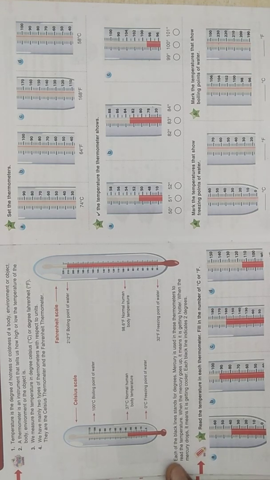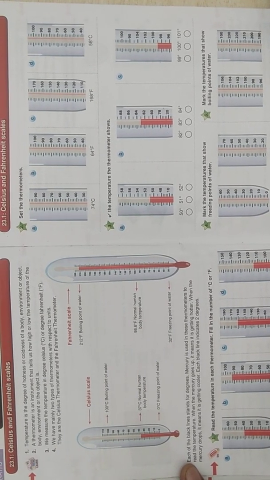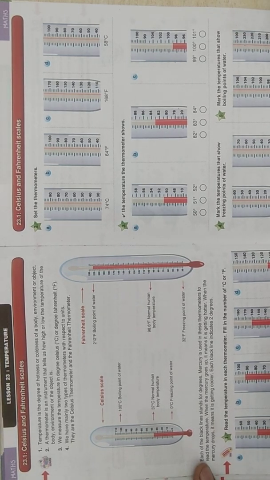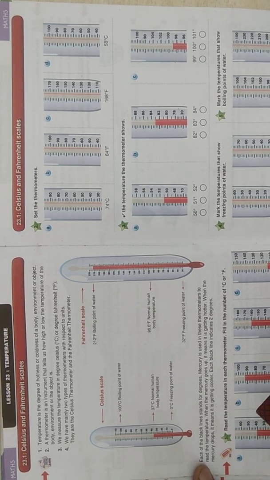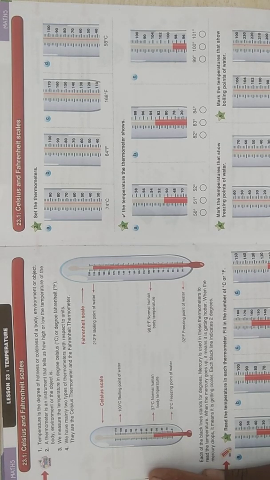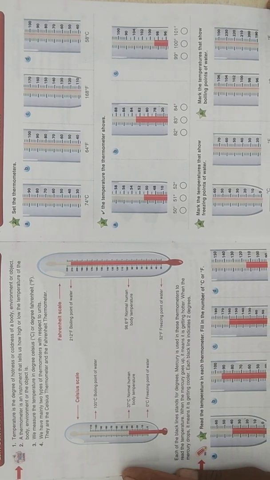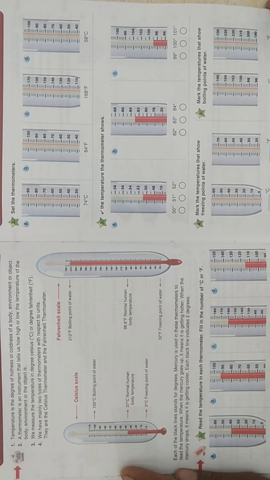And the next lesson we have is about temperature. This is lesson number 23, temperature. Temperature is the degree of hotness or coldness of a body or environment or object. This temperature we can measure by using the thermometer.